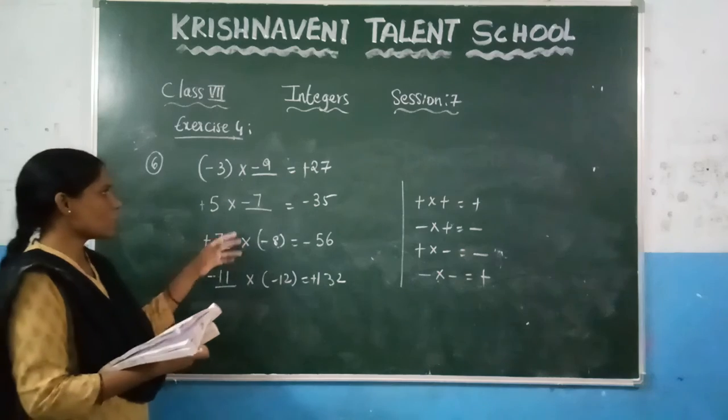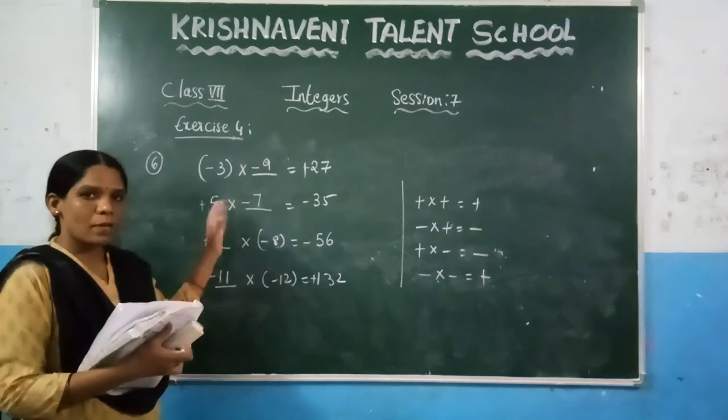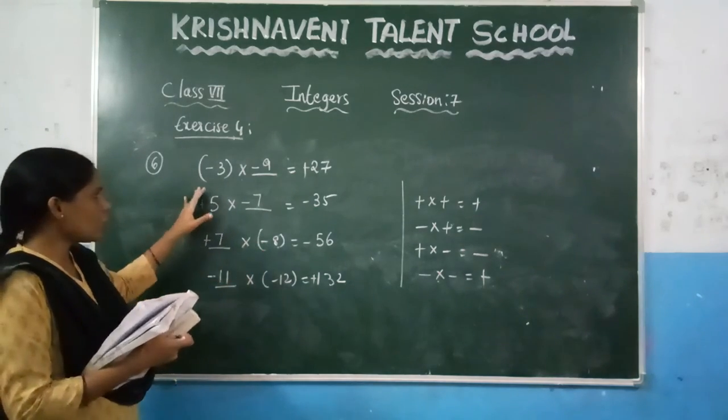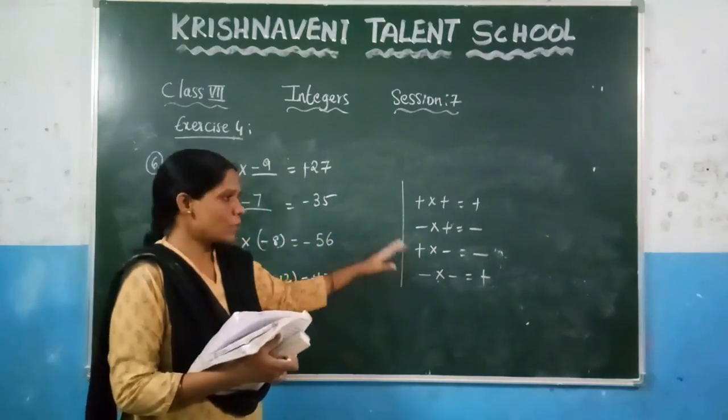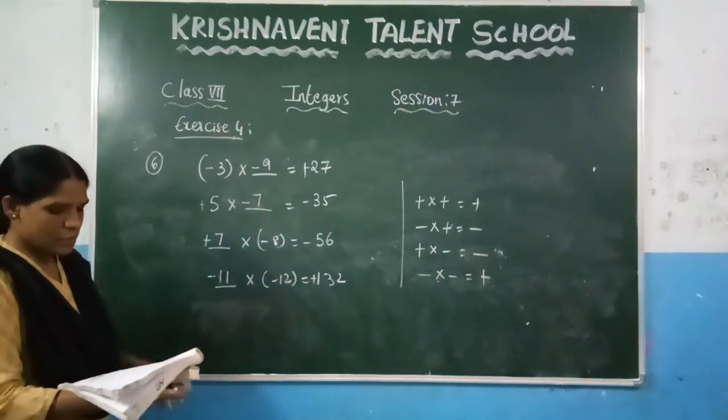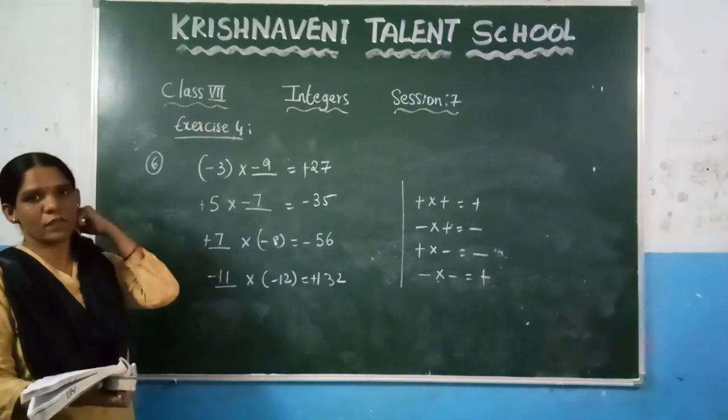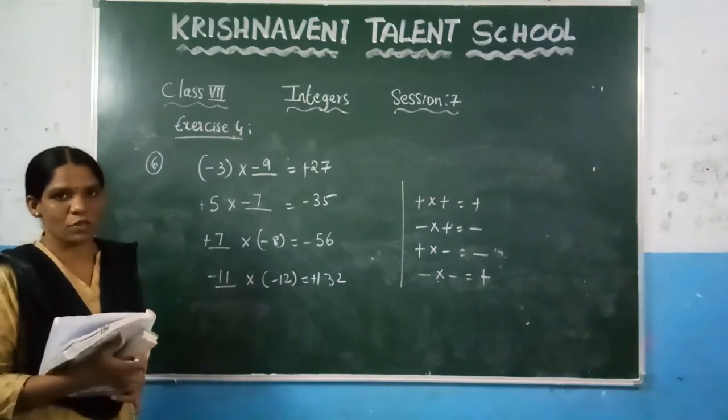Okay. If you want to solve this problem, you just need to multiply the numbers, and after that you have to check the symbols by seeing these symbols. With this, the exercise is completed. In the next session we are going to discuss the division of integers.